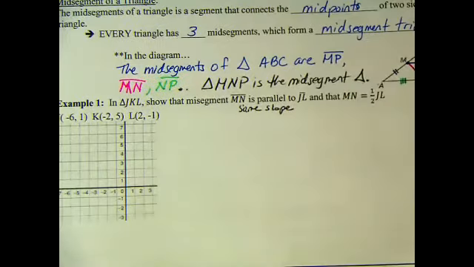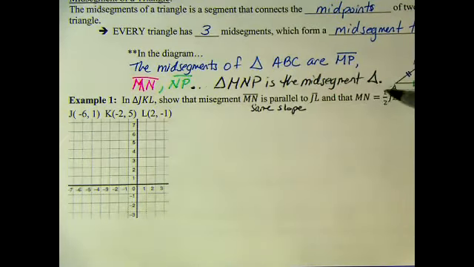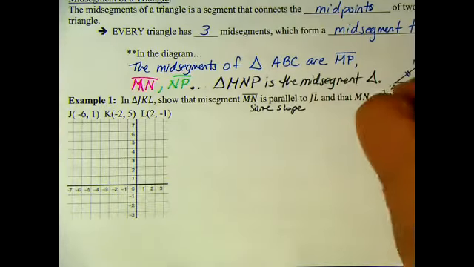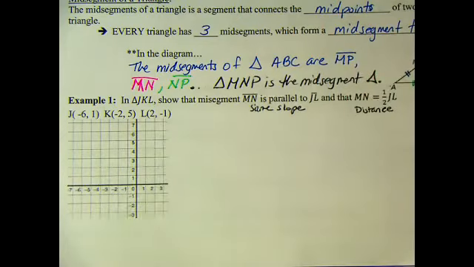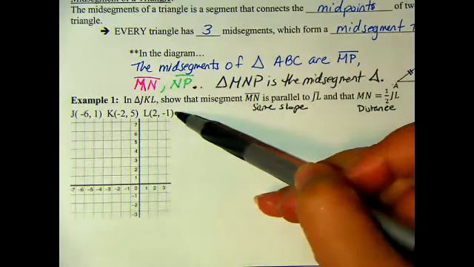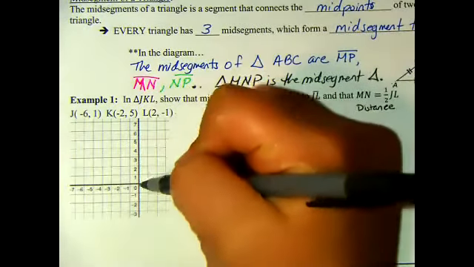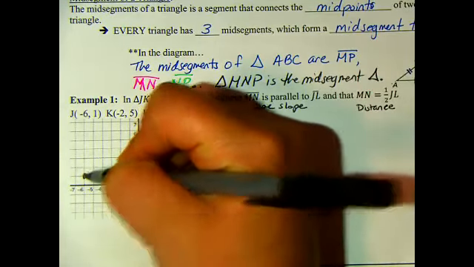I'm going to zoom in a little here. Then, to show that MN is equal to 1/2 of the length of JL, I'm going to need to know their lengths. For this, I'm going to use the distance formula to figure out the length of MN and the length of JL. First things first, I need to graph this triangle right here. J is at -6, 1. Here's J.